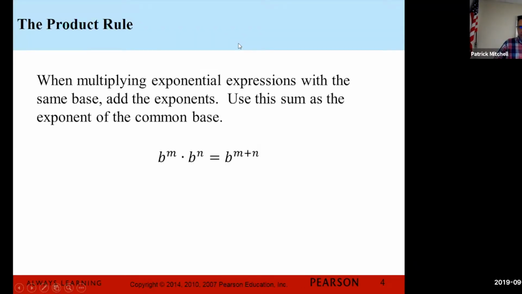Okay, so first rule is the product rule. When you multiply powers of the same base, you add the exponents. Now it's working, now that I'm sharing the right screen.